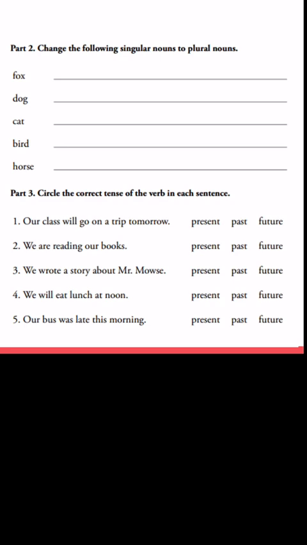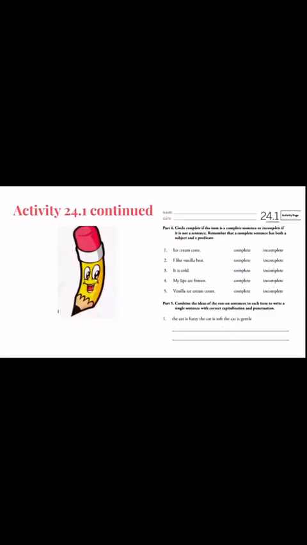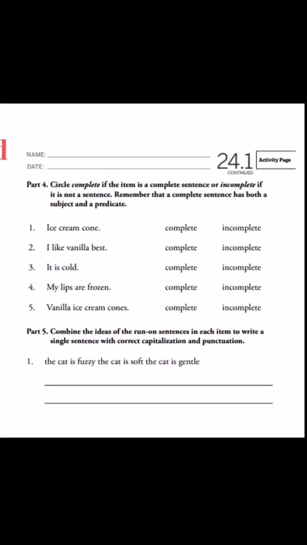Okay, so you're reading through and deciding which correct tense of the verb was used in each sentence. And last but not least, parts 4 and 5. Part 4, you're going to circle complete if the item is a complete sentence, or incomplete if it is not a sentence. Remember that a complete sentence has both a subject and a predicate. Okay? So who or what the sentence is about is the subject. Predicate, what that subject is doing.